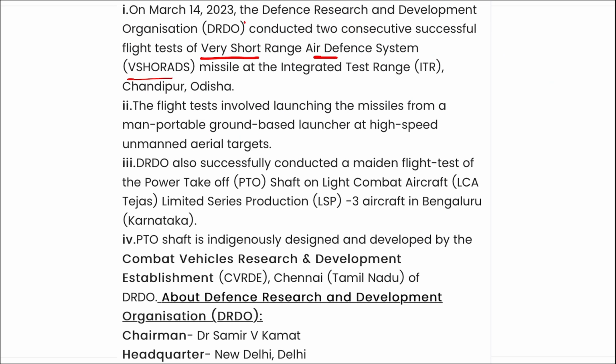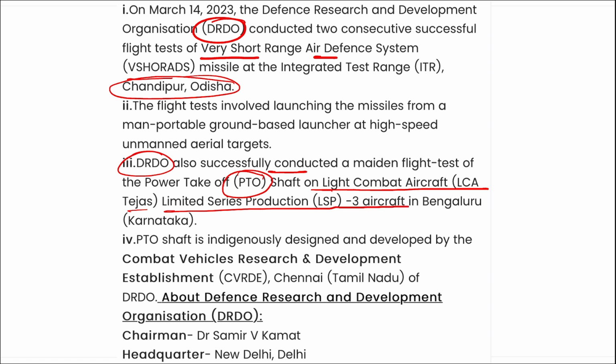I repeat, DRDO recently conducted two consecutive successful flight tests of the Very Short Range Air Defense System missile at the Integrated Test Range Facility in Chandipur, Odisha. The flight test involved launching the missile from a man-portable ground-based launcher. DRDO also successfully conducted a maiden test of the Power Takeoff Shaft, that is PTO, on Light Combat Aircraft Tejas Limited Series Production 3 aircraft in Bangalore, Karnataka.